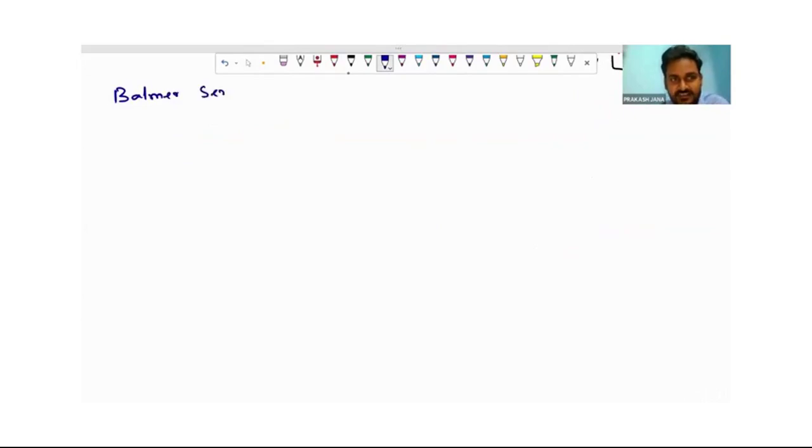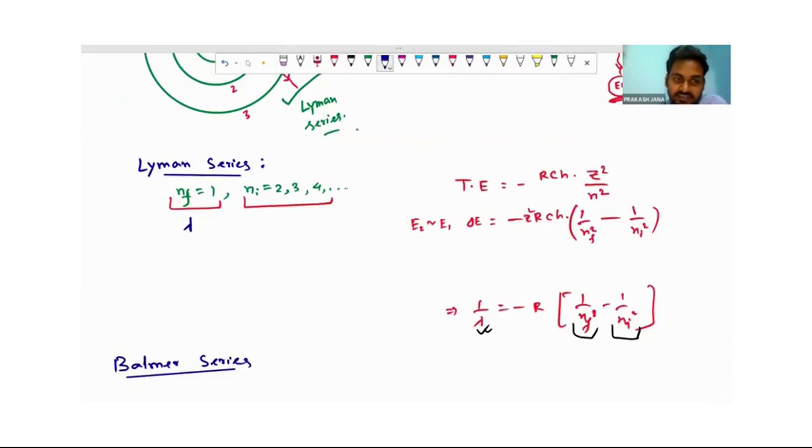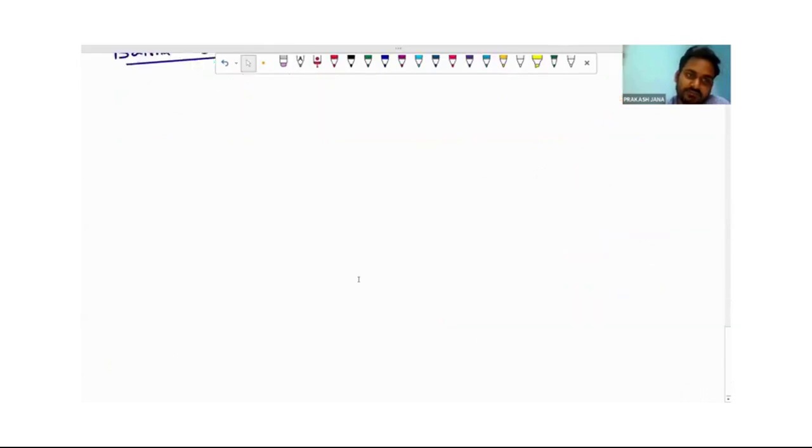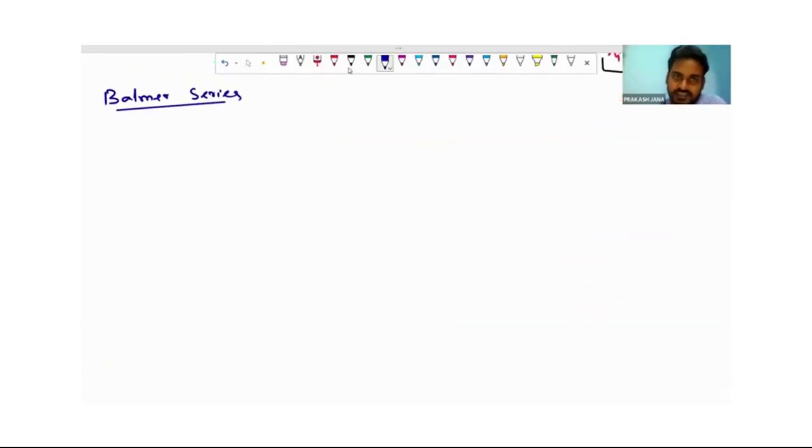In this series, there are only a few lines or wavelengths which we can see. The wavelengths from the Lyman series are not visible. Only a few wavelengths from the Balmer series can be visible. What are the wavelengths which come under the Balmer series? In this case, the final orbit is 2 and the initial orbit is greater than 2, that is 3, 4, 5, 6, and so on.